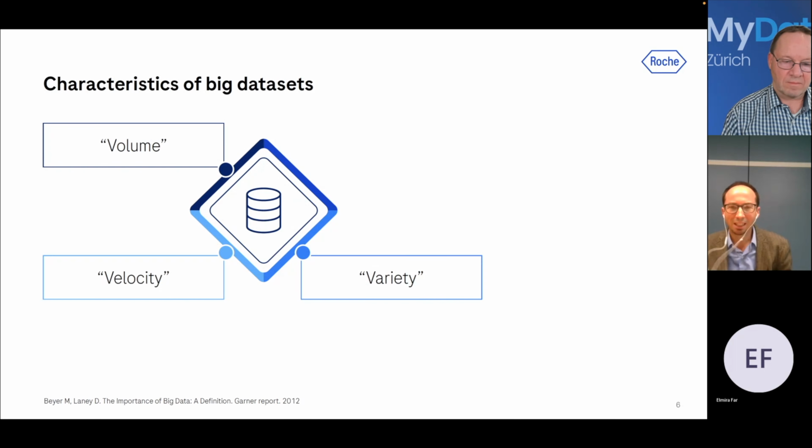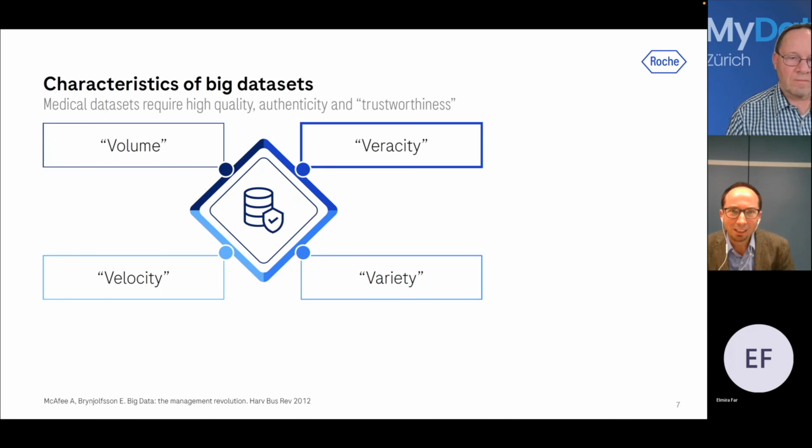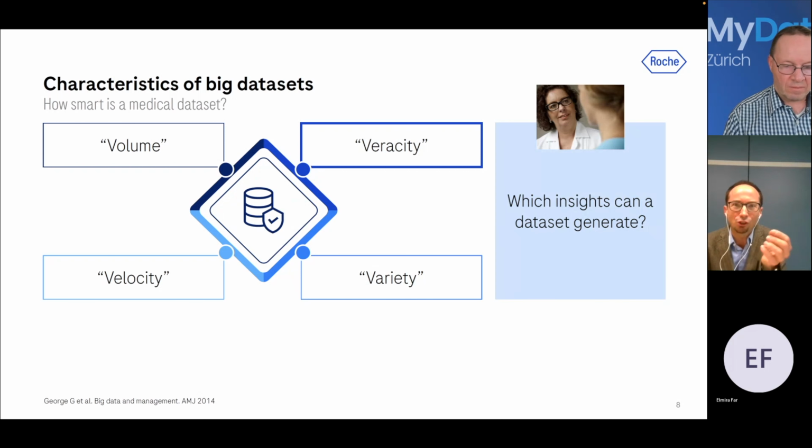You will see that for medical data sets, in addition to these very general terms, a fourth V is added, which is veracity. For us in healthcare, veracity is of utmost importance because medical data sets need to be of high quality, authentic, and trustworthy, because only then can you derive meaningful insights and add information that brings additional insights to very specific patient situations. And this is what it's about.